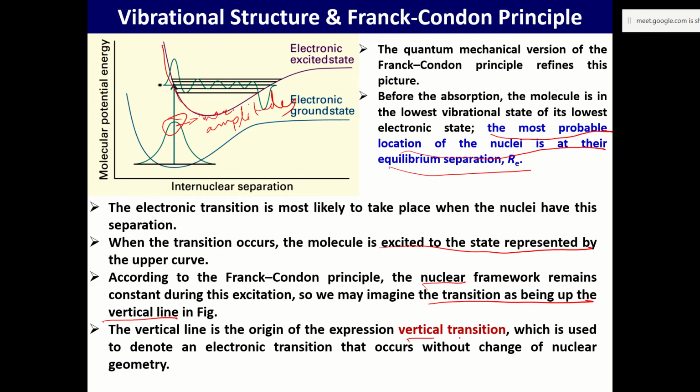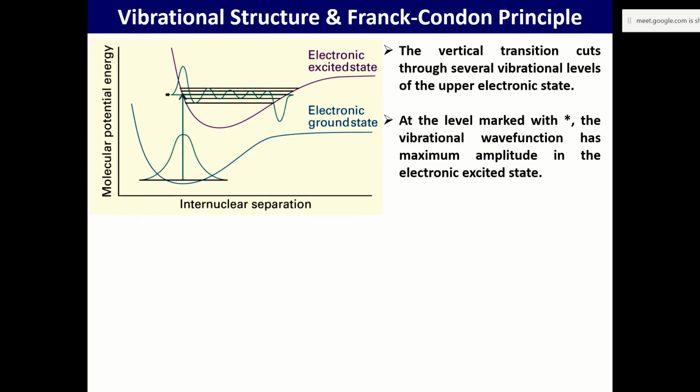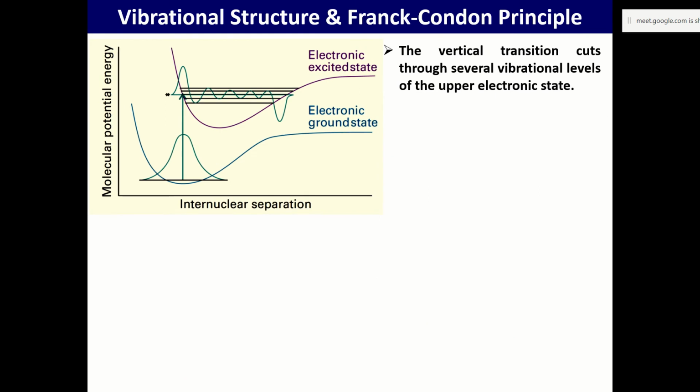This word vertical transition originates because if we draw it in this way, only then can we understand what is happening with the system. So an electronic transition occurring without the change of nuclear geometry is your vertical transition. It may happen through several vibrational levels of the upper electronic state.